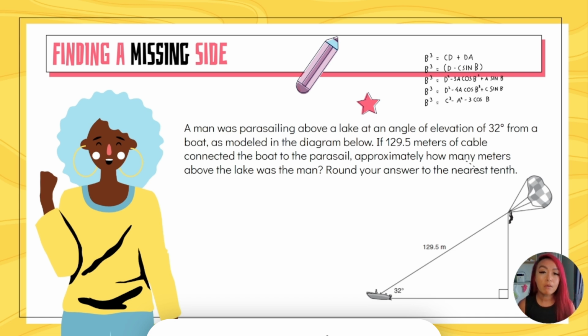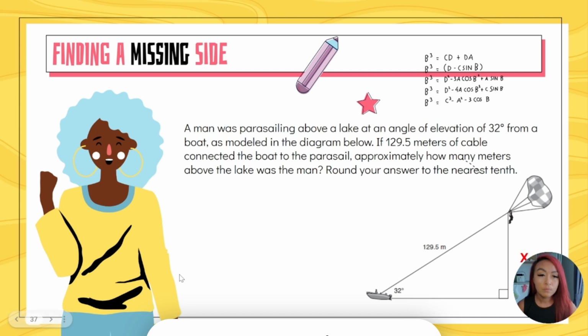So a man was parasailing above a lake at an angle of elevation of 32 degrees from a boat as modeled in the diagram below. If 129.5 meters of cable connected the boat to the parasail, approximately how many meters above the lake was the man? Round your answer to the nearest tenth.